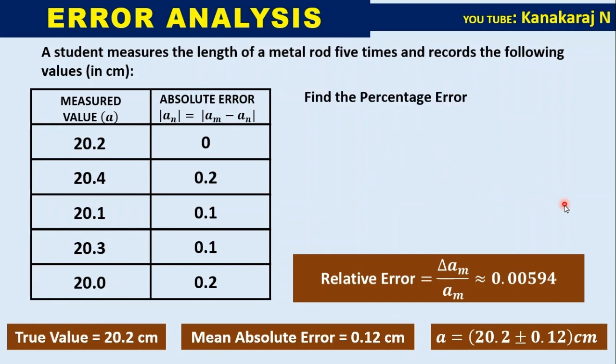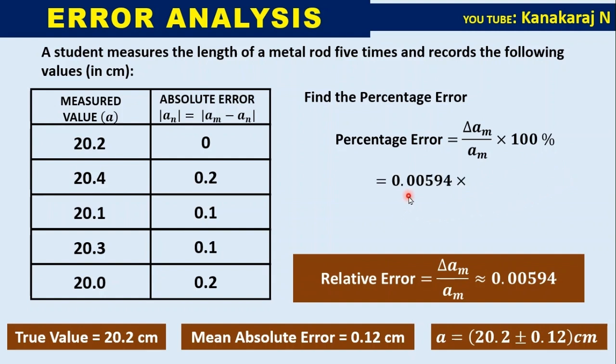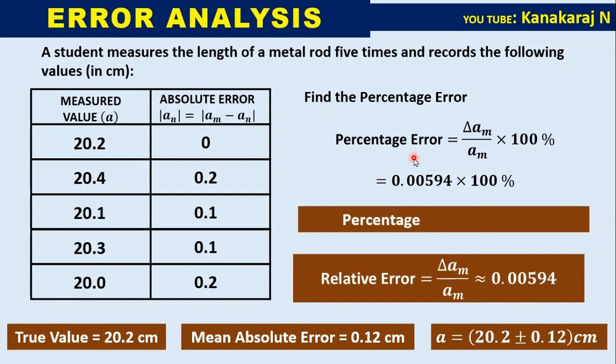Find the percentage error. Percentage error equals the relative error multiplied by 100%. We found that the relative error is 0.00594. Multiplied by 100%, we get percentage error equals 0.594%.